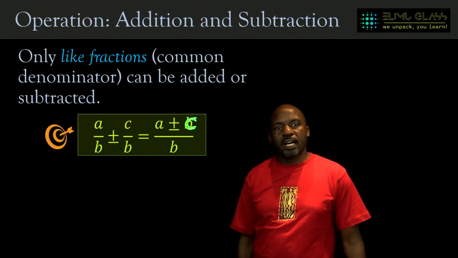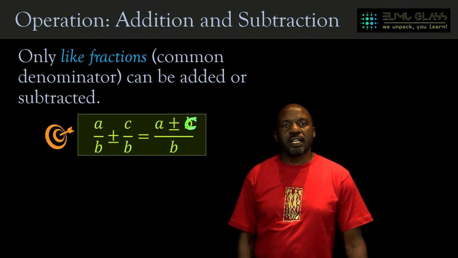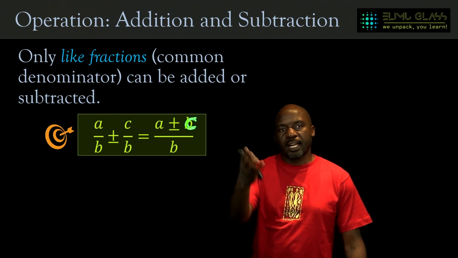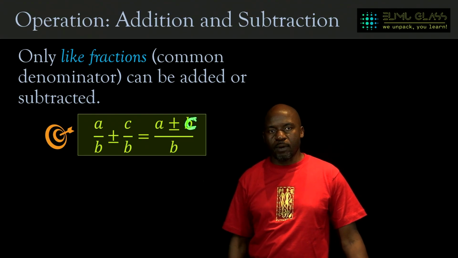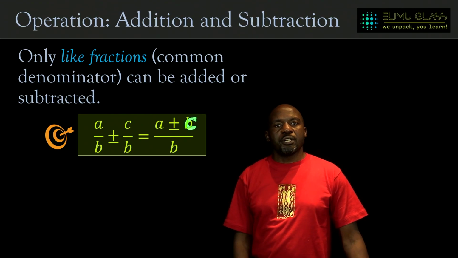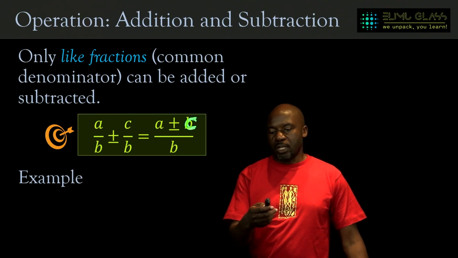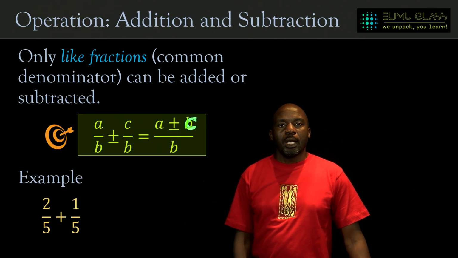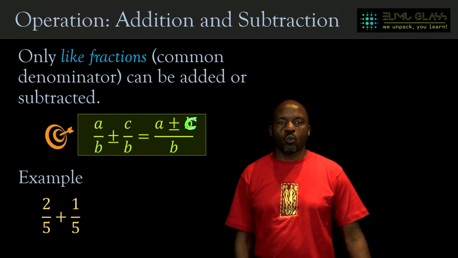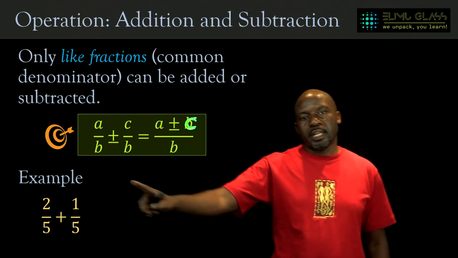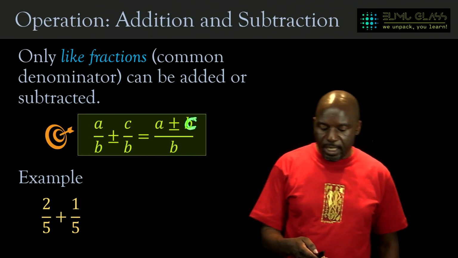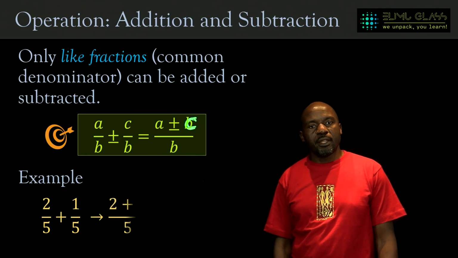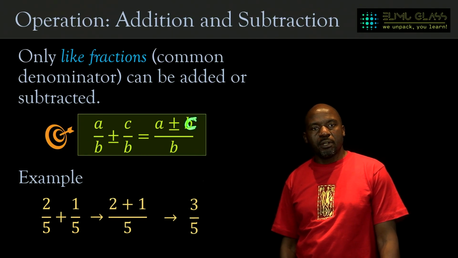So if we're going to add fractions, we must ensure that they are like fractions. If they are like, such as these ones, then the addition or subtraction is straightforward. However, if the two fractions are not like, well, let's look at an example here. We have 2 over 5 plus 1 over 5. All you have to do is take 2, add 1, and divide by the common denominator there, which is 5. So we end up with 3 over 5, and that is the sum of the two fractions.